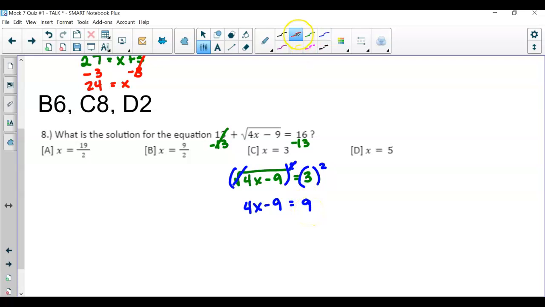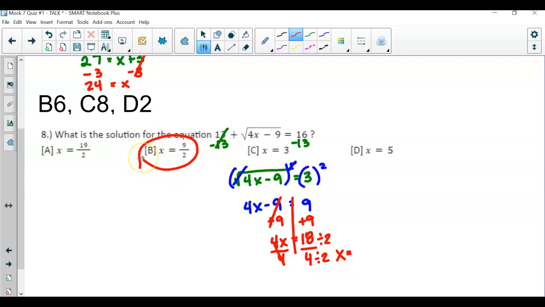Now this cancels out and I'm left with 4x minus 9, which is equal to, well, 3 squared, which is 9. Now we're going to go through and solve for x, the two-step. Add 9 to both sides. Now I've got 4x is equal to 18. Divide both sides by 4. And here you've got x is equal to, this fraction can be simplified. They're both even, so divide by 2. And that's why you get 9/2.